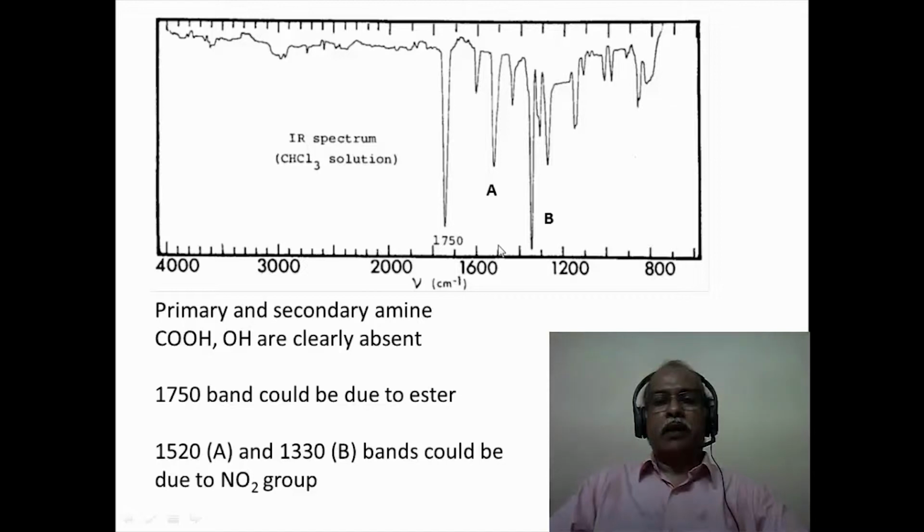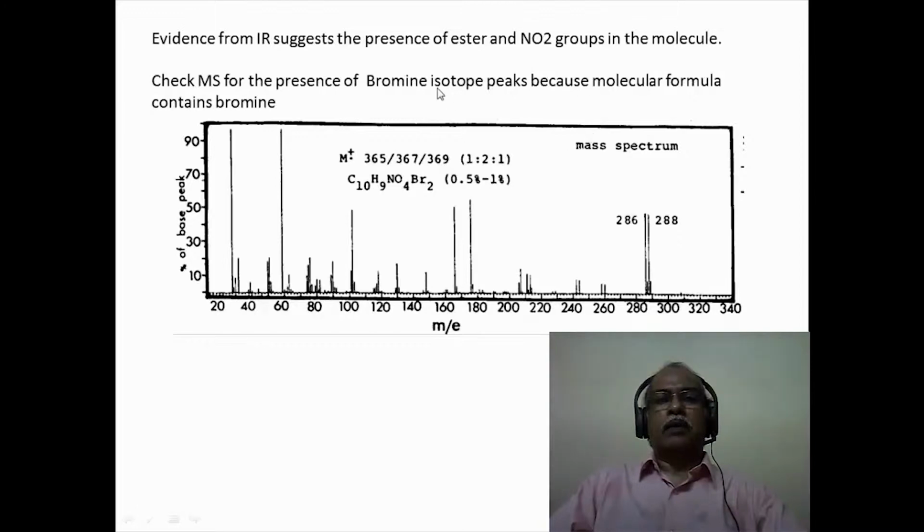In addition to that, if you look at the band which is labeled as A and the band which is labeled as B, for example, they correspond to 1520 inverse centimeter and 1330 inverse centimeter. Such sharp intense peaks, A and B, could correspond to a nitro functional group. So the molecule might contain a nitro functional group. So there are two important pieces of information that one can get from this infrared spectrum. That is, the molecule has a saturated ester and it also probably has a nitro functional group in the system.